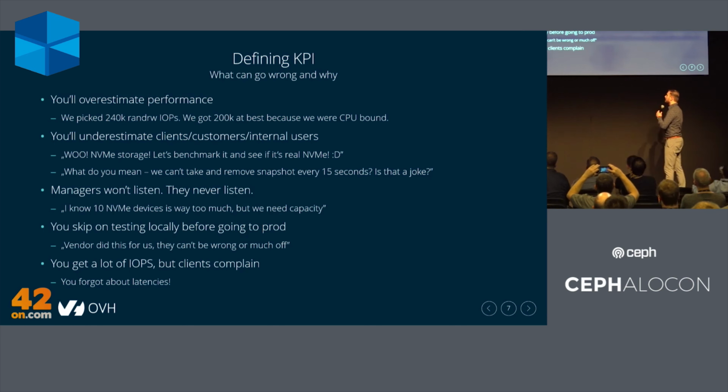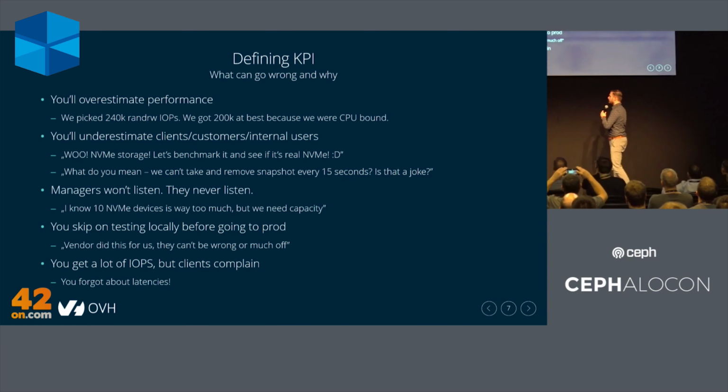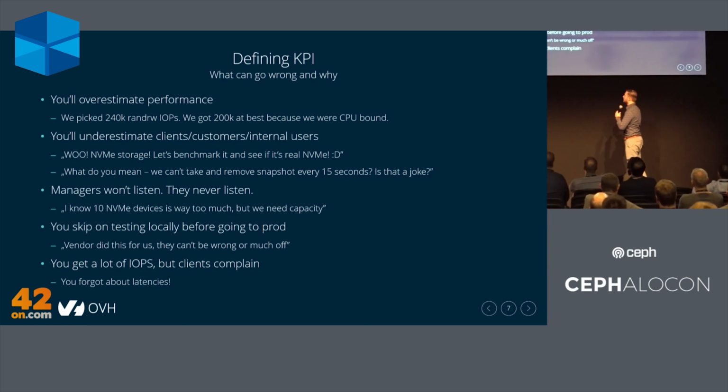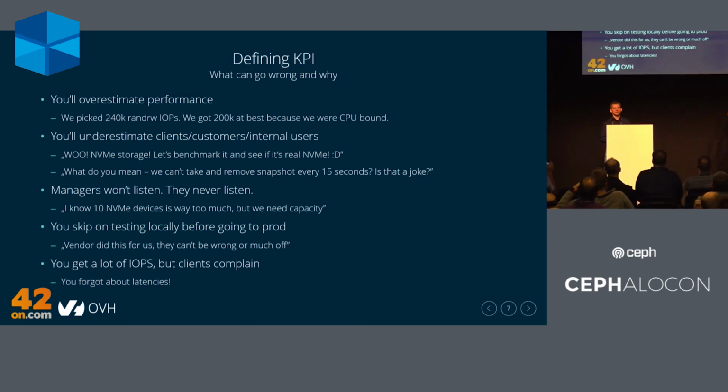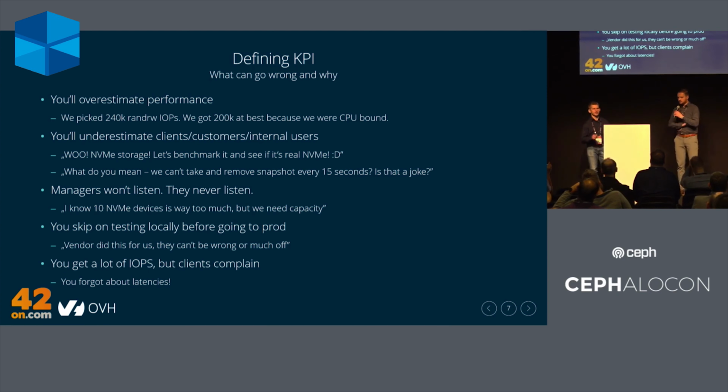So when defining KPIs, you will get them wrong, as I said. So what can go wrong specifically? For example, we have picked 240 random read-write IOPS, and we couldn't achieve that because we were CPU bound, and we couldn't imagine that at the time. So picking too much IOPS is one of the issues.